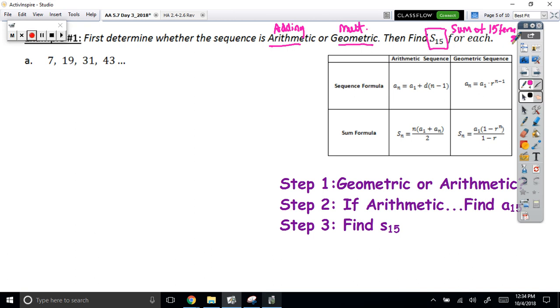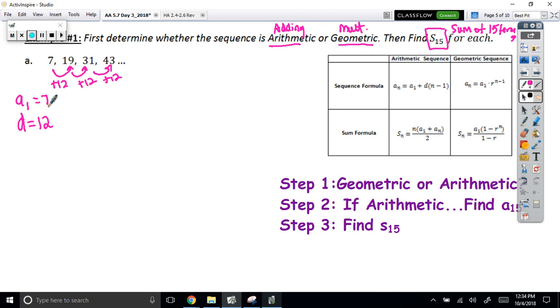So looking at our first example, do you think they're adding something every time or multiplying something every time? Jenna? They're adding. What are they adding? 12. Okay. What variable is that? Is that A sub 1? Is that D? Is that N? Is that R? Is that S? D. This is your common difference. It's what you're adding every time. We know we'll need A sub 1, which is the first term, which is 7.